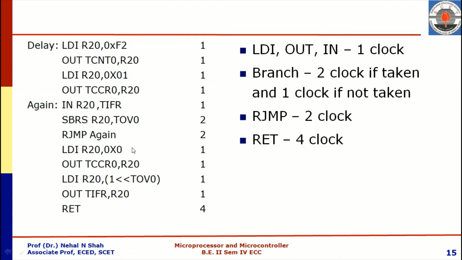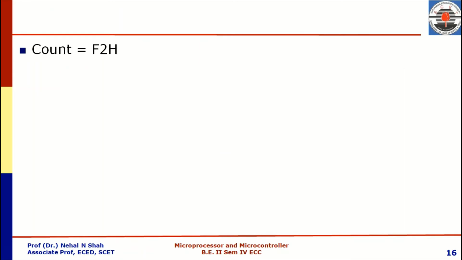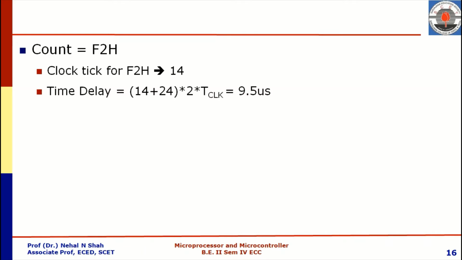That is the loop where we are checking whether the timer overflow flag is set or not. So, for count equal to F2, there will be 14 clock ticks, and we can calculate time delay as (14 plus 24) multiplied by 2 into timer clock. We multiply by 2 because to calculate the frequency of oscillation, we need to identify total time, which is on time plus off time. In case of a square wave, they are the same. That's why we multiply by 2.